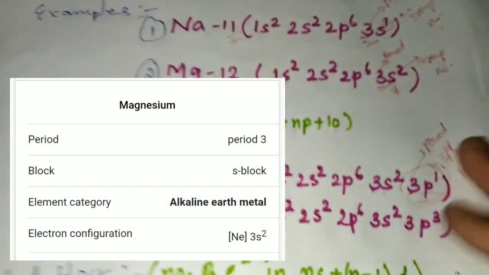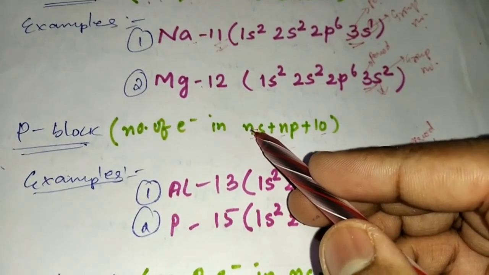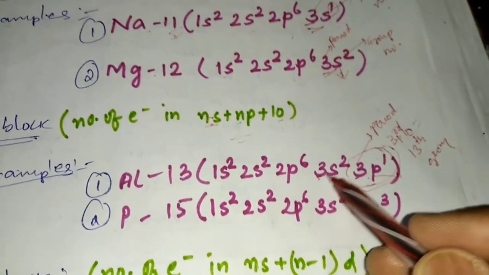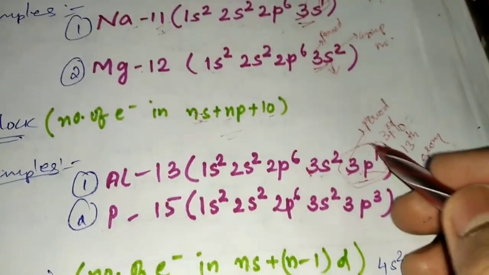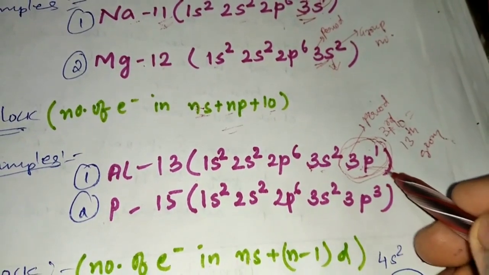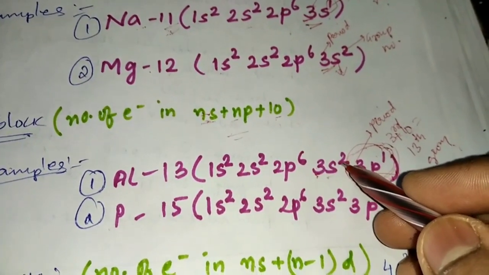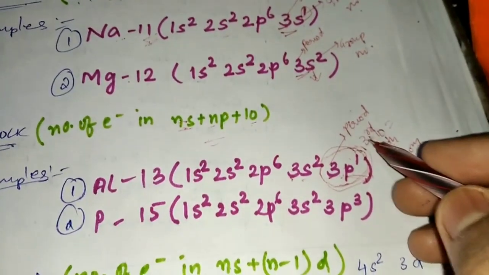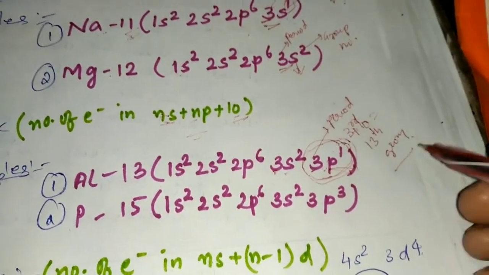I hope you all are understanding this formula. Here n means the maximum number of shells, which is 3. The third shell has an s subshell and a p subshell. The outermost electronic configuration, this p, gives me the block. So count the number of electrons in the s subshell and p subshell: 2 plus 1 gives 3 electrons. You should do plus 10 also. So 3 plus 10 becomes 13. So it belongs to the 13th group.